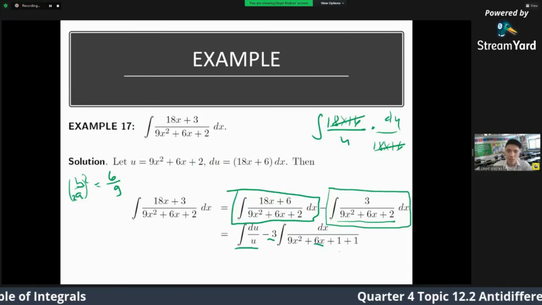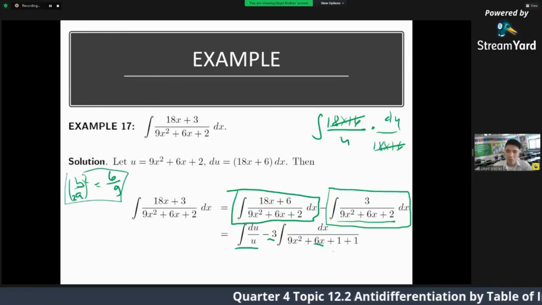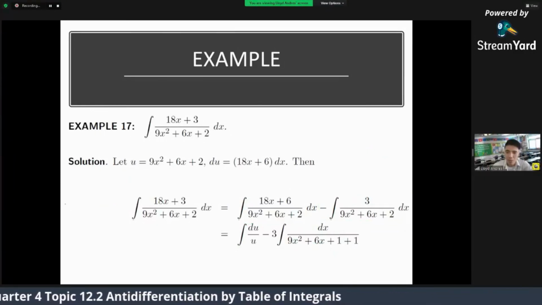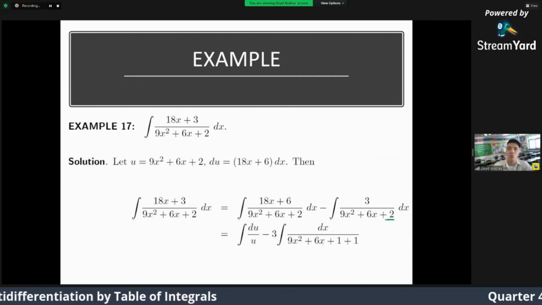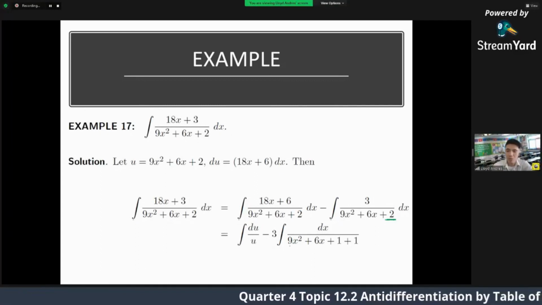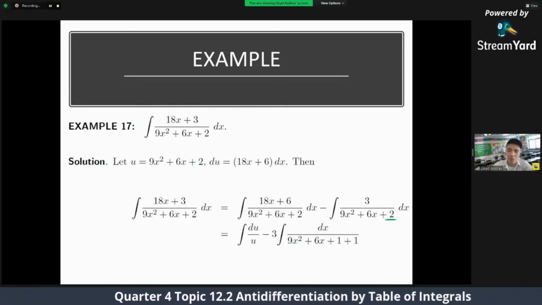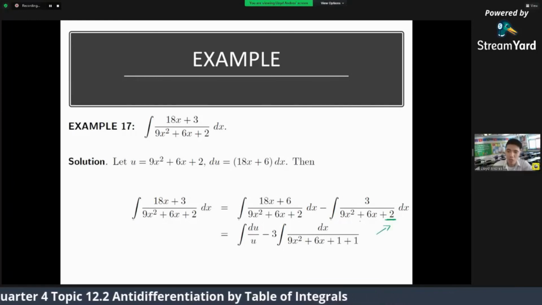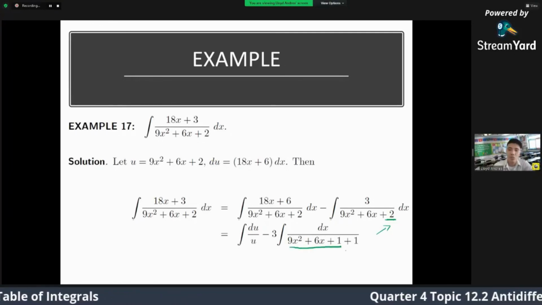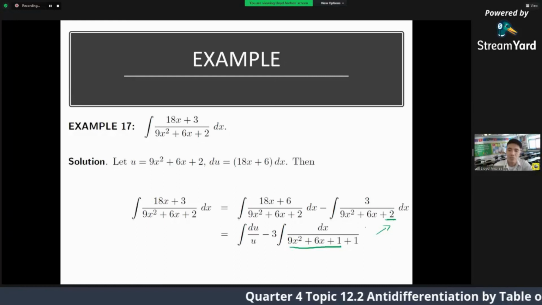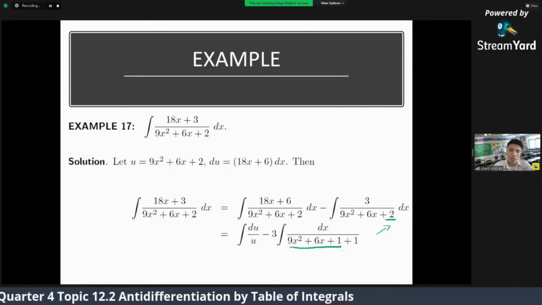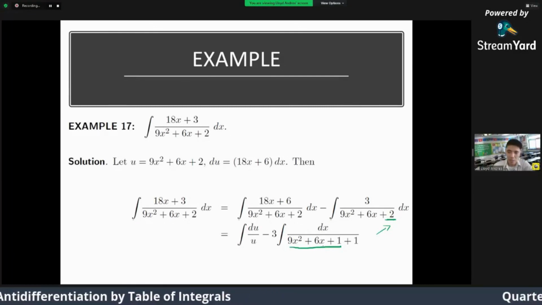What he did is complete the square. In this part, he split the 2 into 1 plus 1. Why 1 plus 1 again? Of course 1 plus 1 is 2. But the purpose of splitting it as 1 plus 1 is so that this becomes a perfect square. 3x squared plus 6x plus 1 is a perfect square trinomial. So he separated the 1.